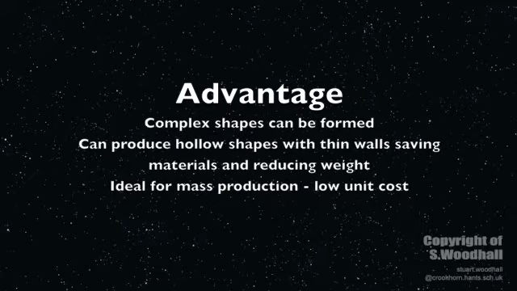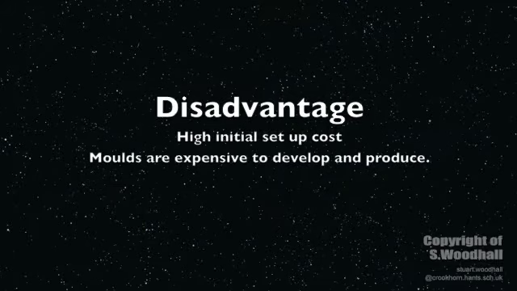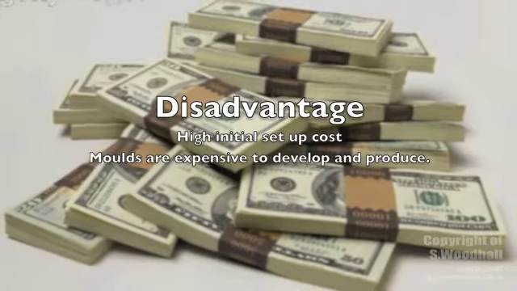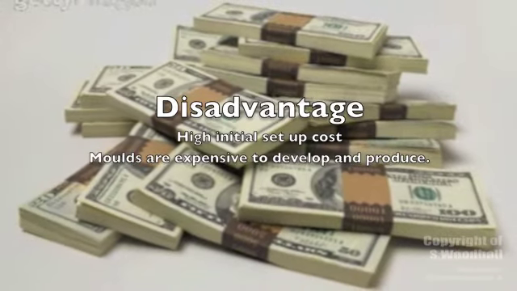The advantages of blow moulding are that intricate shapes can be formed, it can be produced hollow with thin walls to reduce the weight and material costs, and it is ideal for mass production because it has a low unit cost for each moulding. The disadvantage of blow moulding is that there is a high initial setup cost as moulds are expensive to develop and produce.